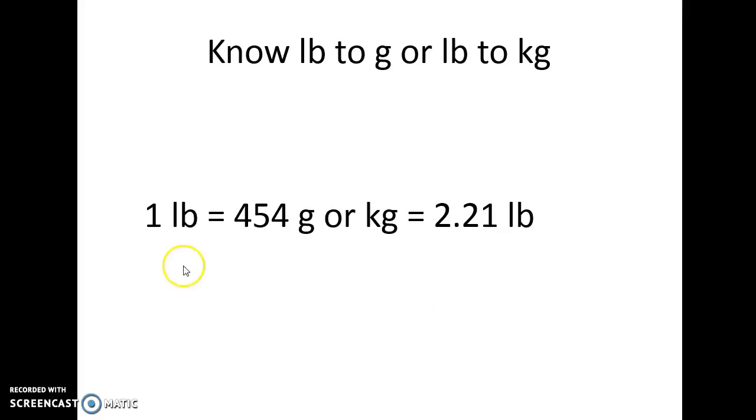Do know that a pound is equal to 454 grams, or know that a kilogram is equal to 2.21 pounds. You can learn both of them, but know at least one or the other. And I expect you to know that in doing conversions on an exam.